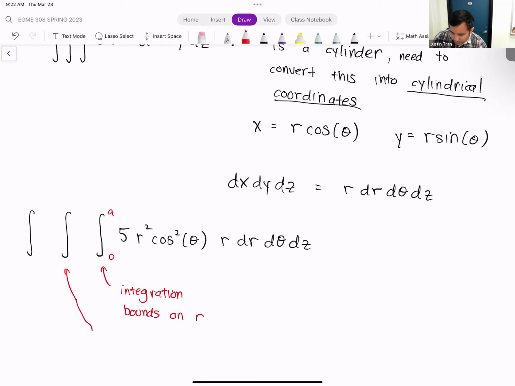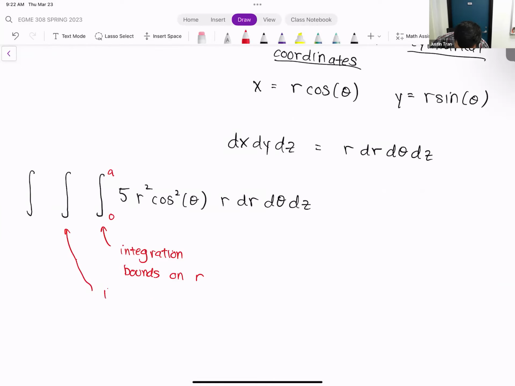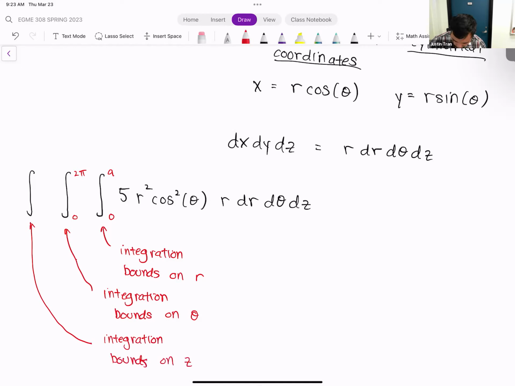For the middle integral, because d theta is the second integration variable in our stem there, it's going to be our integration bounds on theta. Theta is easy because we're doing a full rotation of the cylinder, so we're going all the way around. So our integration bounds in theta are 0 to 2 pi. Finally, the outermost integral is going to be your integration bounds on z. We know our cylinder has a height of b, and so our integration bounds there are going to be 0 to b.